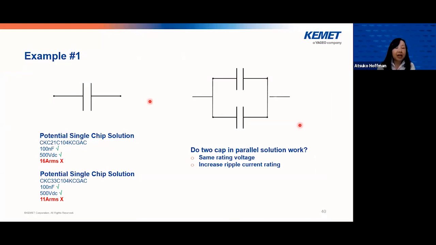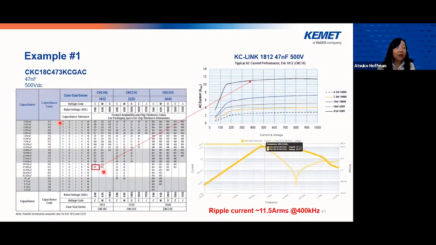So here, going back to the data sheet again, we have a 47 nanofarad, 500 volt rated part. You can get the ripple current capability of this part at 400 kilohertz from the data sheet here. Or if you want an exact number, you can go to our K-SIM, and it turns out to be 11.5 amp RMS at 400 kilohertz.